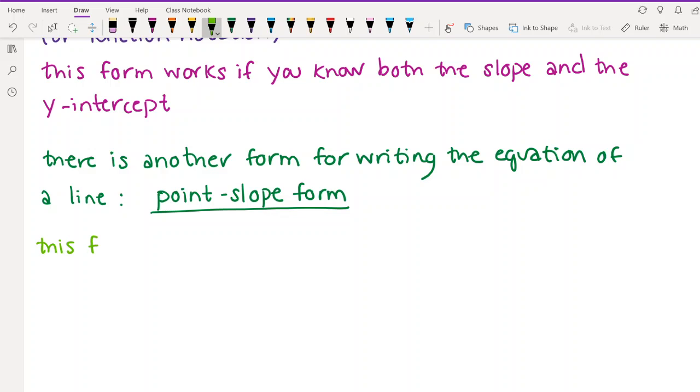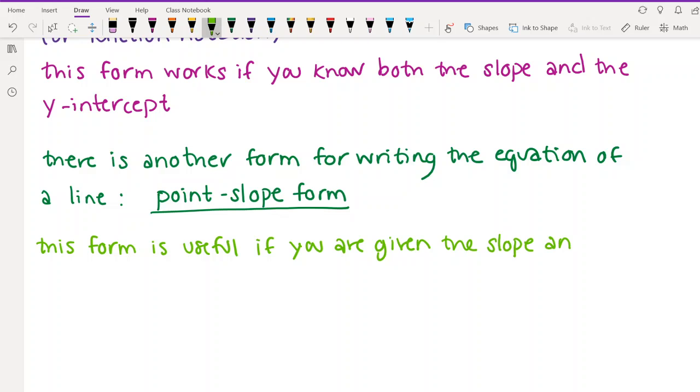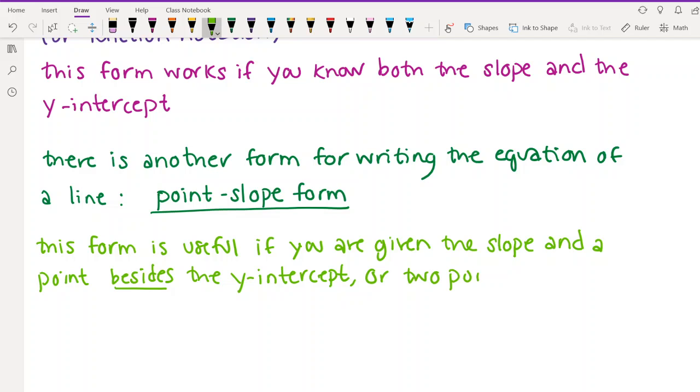So this form is useful if you are given the slope and a point that is not the y-intercept. Or if you're given just 2 points. So we'll see both examples. If you're given just 2 points that lie on a line and one of them is not the y-intercept, we'll see that you can also use this form.